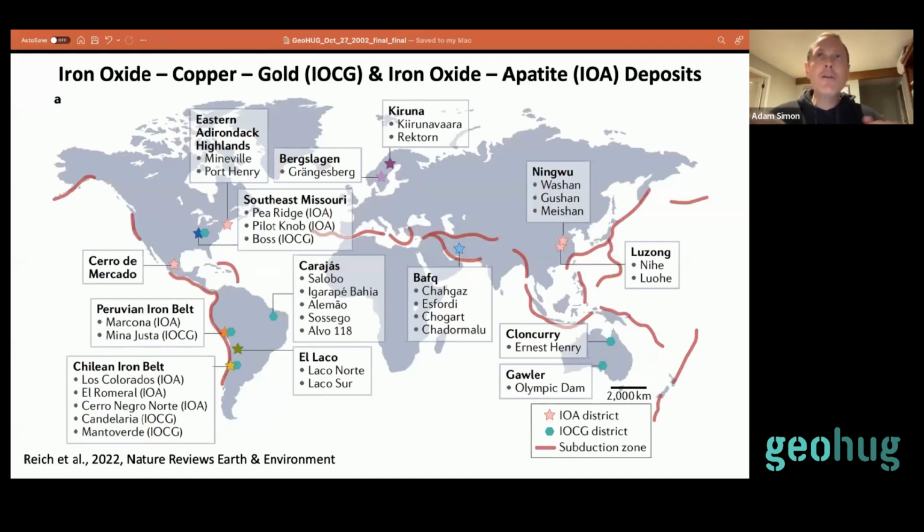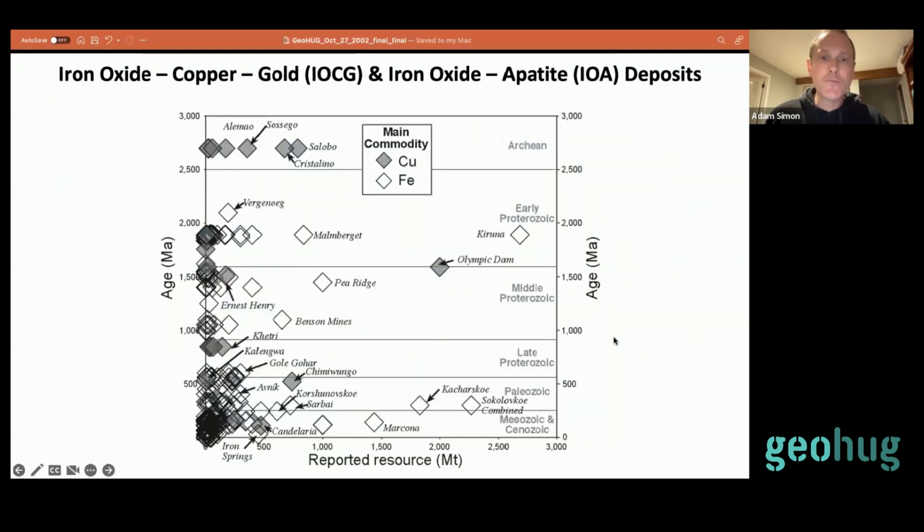There is still controversy about whether or not the IOCG and IOA deposits here in the United States and Missouri, whether they formed contemporaneously with a subduction zone environment. And then there's also a lot of controversy here in the Cloncurry district in Queensland as to what the exact tectonic environment was at the time that IOCG and IOA deposits formed.